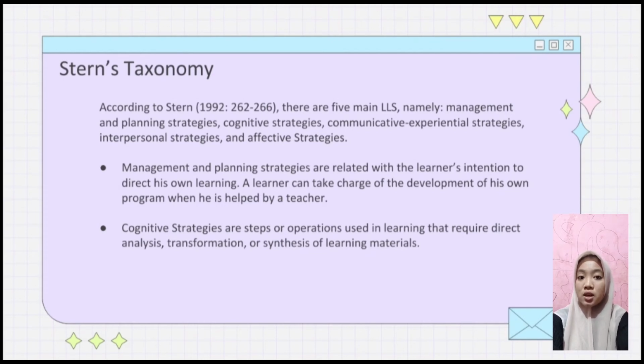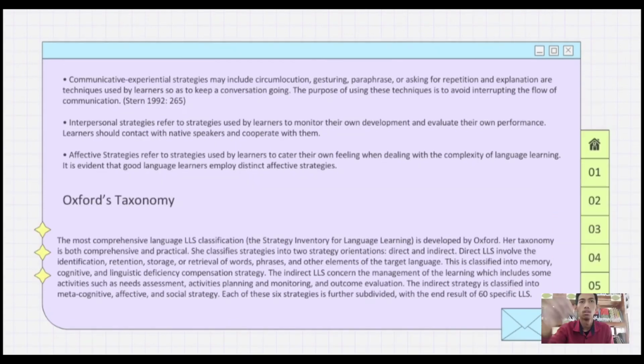Next, cognitive strategies are steps or operations used in learning that require direct analysis, transformation, or synthesis of learning material. Communicative experiential strategies may include circumlocution, gesturing, paraphrase, or asking for repetition and explanation. These are techniques used by learners so as to keep a conversation going. The purpose of using these techniques is to avoid interrupting the flow of communication.